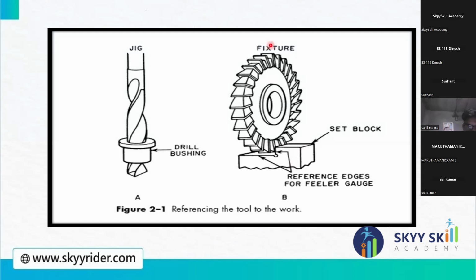You can see in the fixture there is a set block. The set block is used for setting the workpiece, and it will help you to locate. It will not guide, but it will locate. You can see here it will set the tool where the cutting process is required for a specific operation in the manufacturing process.